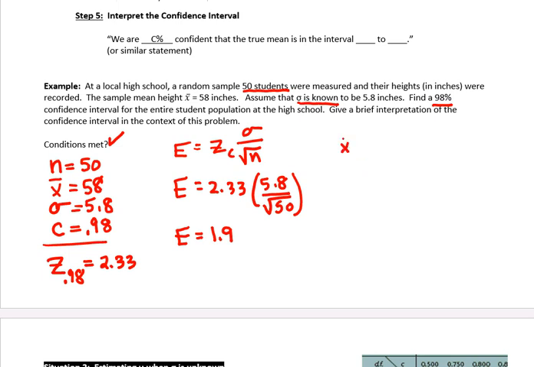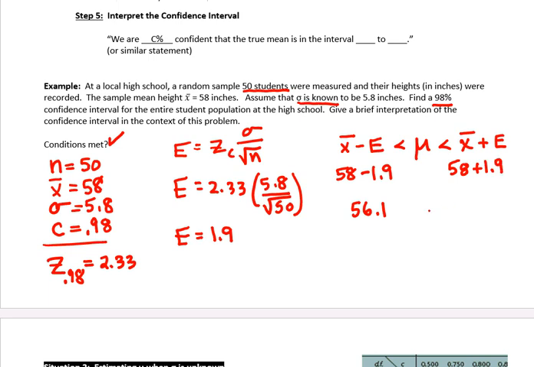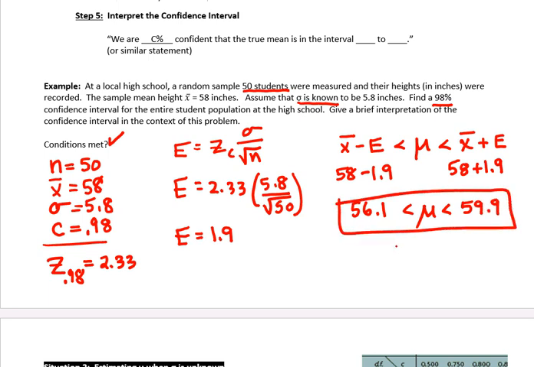For my confidence interval, I'm going to take my estimate, my x bar, and I'm going to stretch that by my margin of error, or I'm going to take and move out in either direction. So I'm going to take 58 minus 1.9. That's going to give me 56.1. And I'm going to take 58 plus 1.9. And that gives me 59.9. There's my confidence interval. You could also write the confidence interval like so, 56.1 to 59.9.